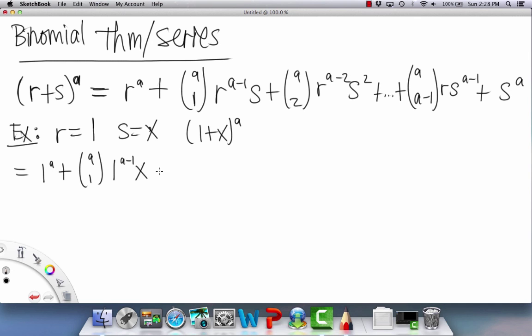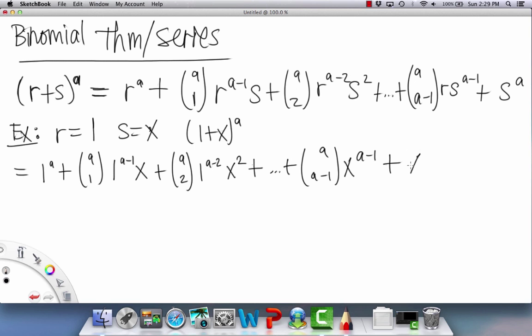So there's an x there. And then we have our next binomial coefficient times 1 to the a minus 2. This part isn't going to matter because 1 to any power is just 1. Then we have x squared, dot dot dot, plus x to the a minus 1, and then plus x to the a. Like I said, the ones are still there, but it's just 1.